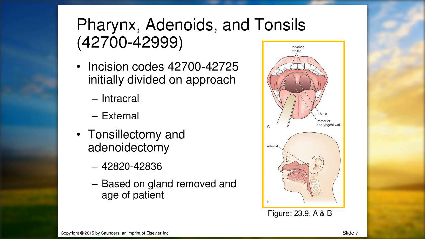On page 658 in your textbook, and 268 in your CPT book, pharynx, adenoids, and tonsils. You will notice that the categories here are based on where the biopsies are found in. Is it an excision or a destruction? And the incision category is for a peritonsillar abscess. Please note that your incision codes are also divided on approach. Is it intraoral or external?